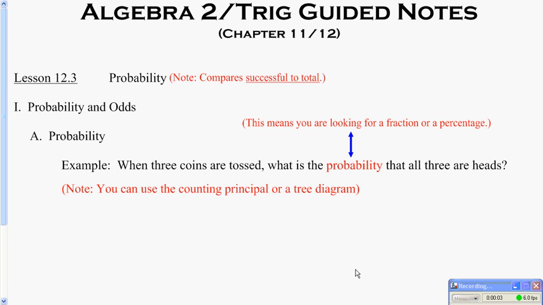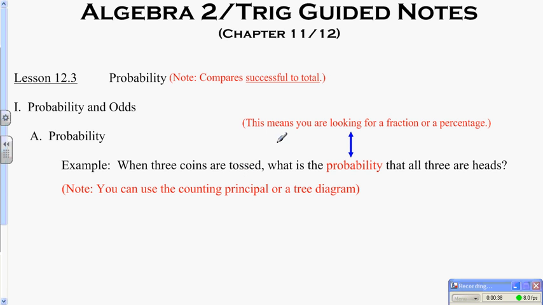Lesson 12.3, probability. In the last couple lessons we've talked about permutations and combinations, the fundamental counting principle, and today we're going to bring in the idea of probability. And probability is merely a fraction that compares things that you are looking for compared to the total possible outcomes. So for an example, when 3 coins are tossed, what's the probability that all 3 are heads?